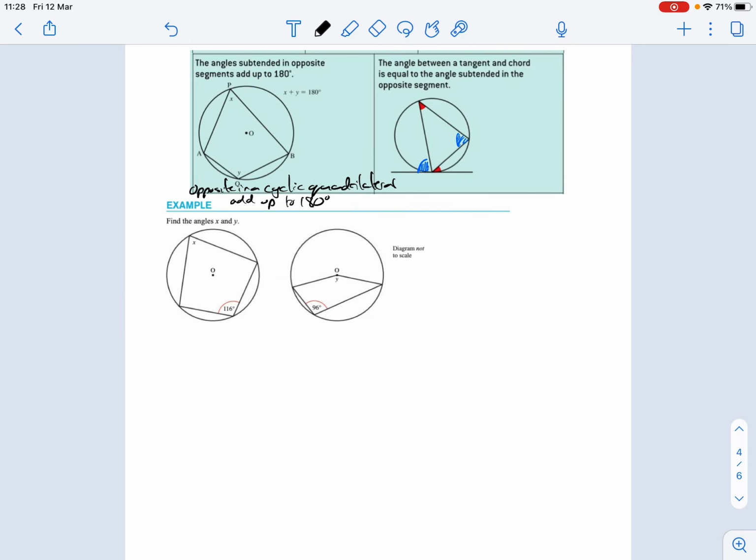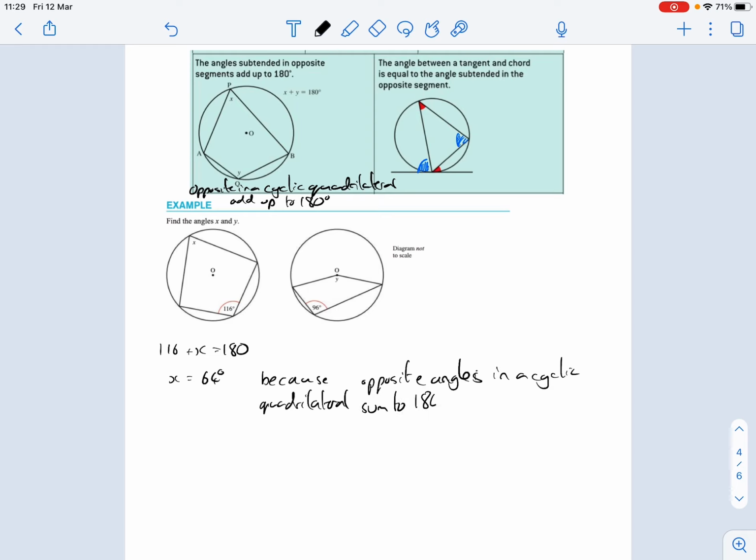Find the angles x and y. For the first one, x, we can put in the calculation we want to do. We're going to say 116 plus x is equal to 180, because we've got a cyclic quadrilateral, all four sides touch the edge of the circle. Which is going to tell us that x is equal to 64 degrees, because, and then we put in the rule, opposite angles in a cyclic quadrilateral sum to 180 degrees. Okay, so there's the first one.